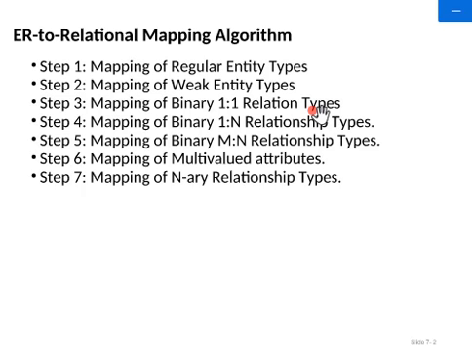Then the fifth step is mapping of binary 1:N relationship type and step 6 is mapping of multi-valued attributes. And finally, in the diagram, we'll check for any n-ary relationship type. When I say n-ary relationship type, it is nothing but a relationship type with more than 2 entities participating. That we call the n-ary.